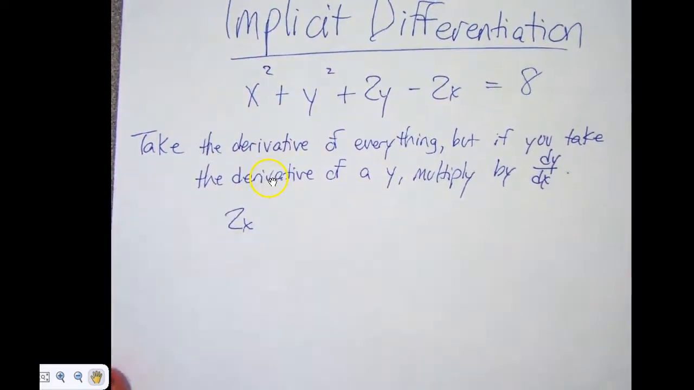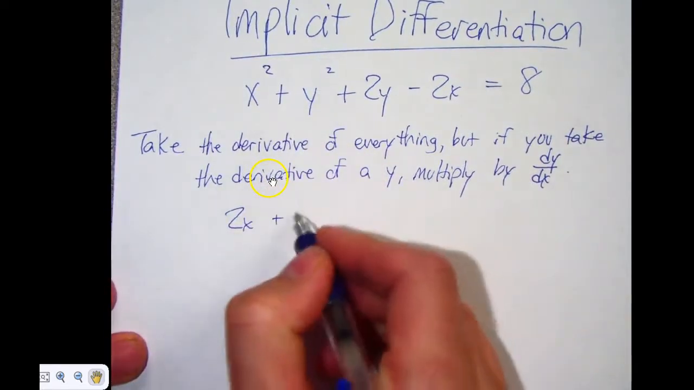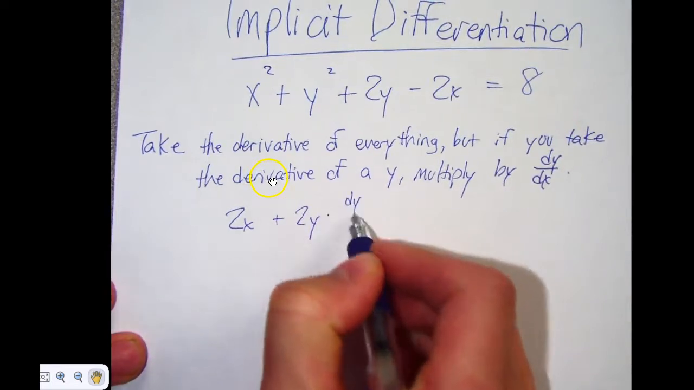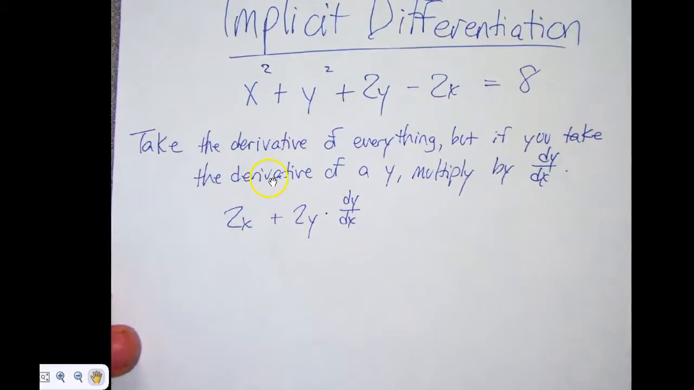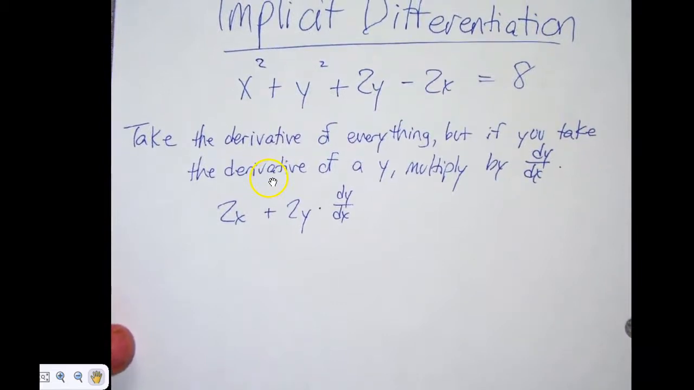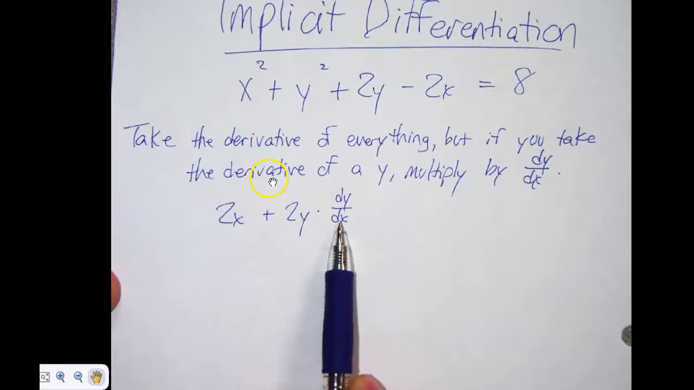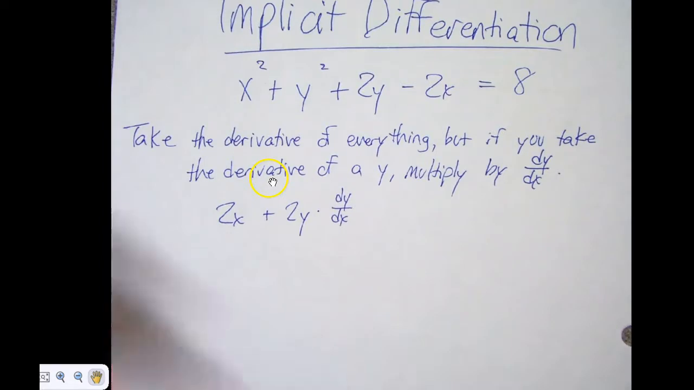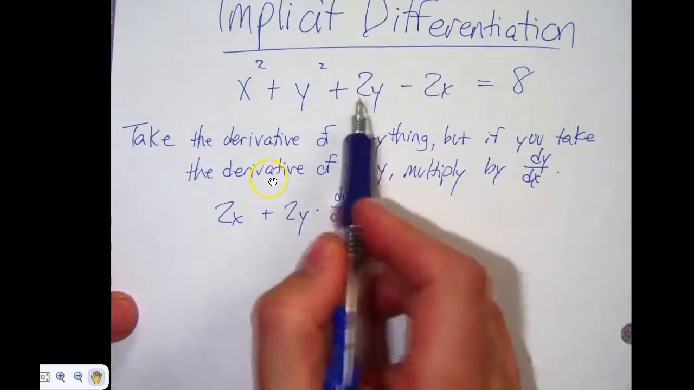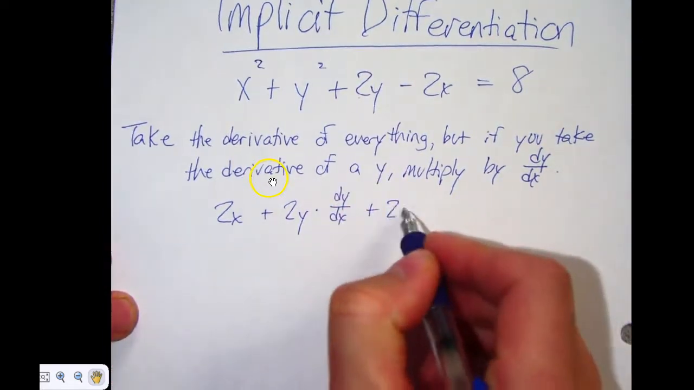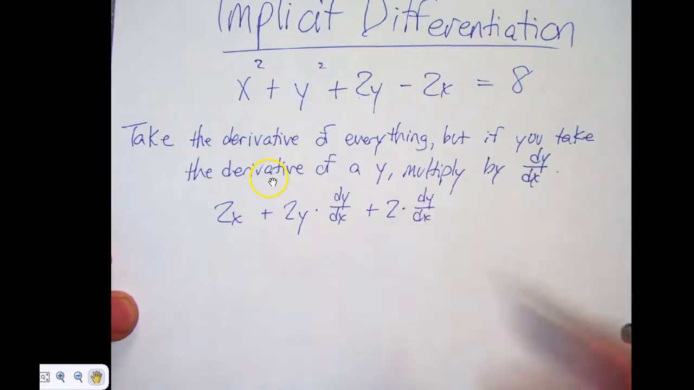2x. I did not take the derivative of a y, so I do not multiply by dy dx. It is just 2x. What's the derivative of y squared? 2y. But I took the derivative of a y, so I multiplied by dy dx. And again, dy dx means derivative. At the end, this is what I want by itself: dy dx equals whatever. What's the derivative of 2y? 2, but I took the derivative of a y, so multiplied by dy dx.